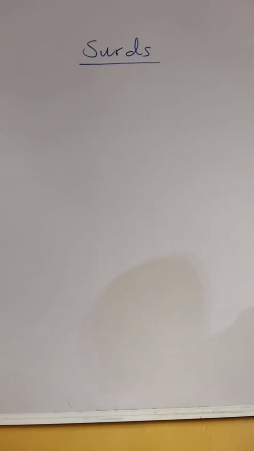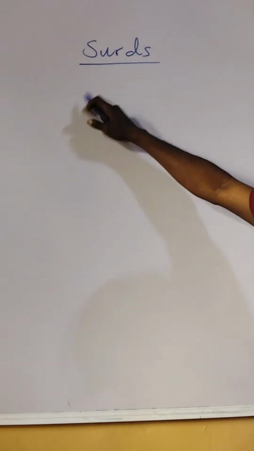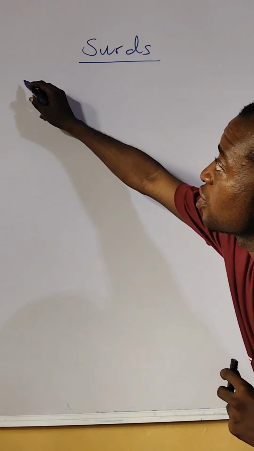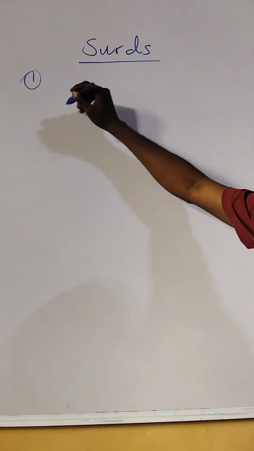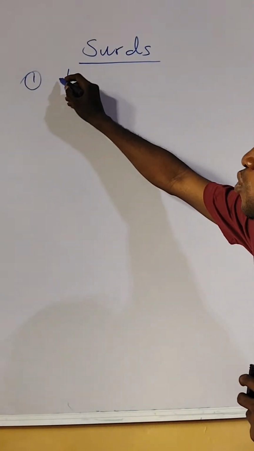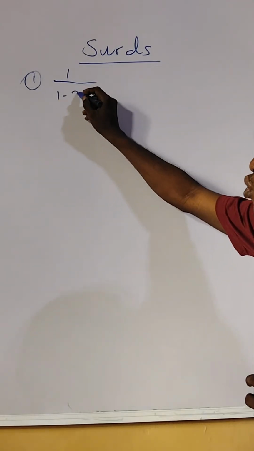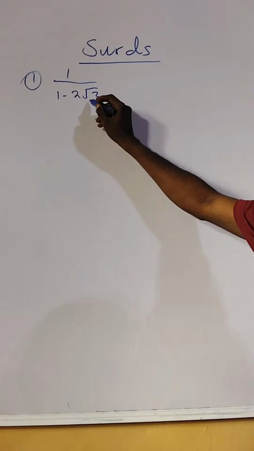In this live class, we want to look at this topic in mathematics, which is surds. Now, let's look at some questions. So, number one, let's evaluate 1 over 1 minus 2 root 3.